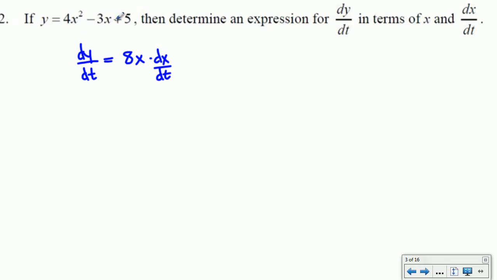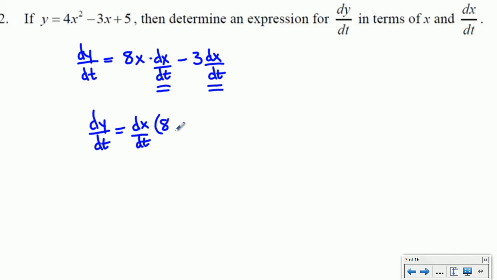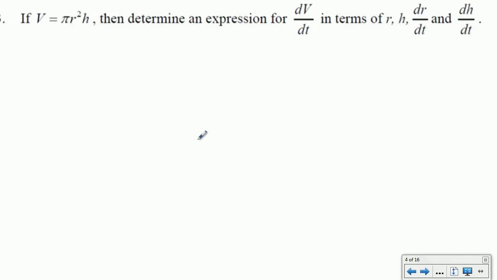The derivative of this would just be -3, but you've got to also do chain rule and do dx/dt to that. Alright, we can further simplify this. Notice we have two factors, dx/dt, on the right. So finally we would have dx/dt times (8x minus 3). So that's the final answer.